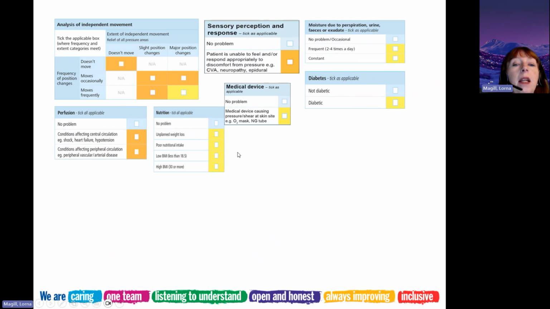We then have medical devices. Blue if there's no problem, no devices in situ, and a yellow box if we have a medical device which is causing pressure or shear at the skin site. This could be anything from plaster casts to urinary catheters. The examples included here are oxygen masks and NG tubes, but think of all of the many devices which we place on our patients when they are admitted into our care.